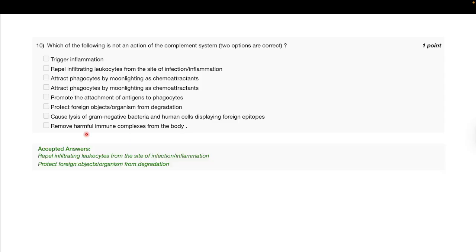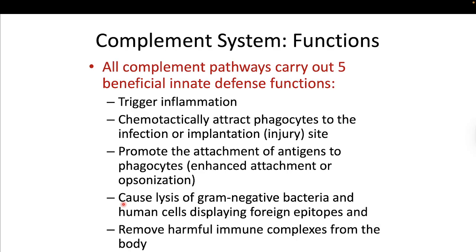So yeah, you're correct. Option 2 and 6 are the correct options for this particular question. So we have to again choose what is not an action of complement system. So you'll be able to answer it if you know what complement system actually does. So there are a number of functions that complement systems carry out. Most prominent of these are, first of all, it triggers inflammation. So we just saw, right, what happens when inflammation occurs. More and more immune cells come at the site of inflammation. So complement systems are responsible for triggering this inflammation.